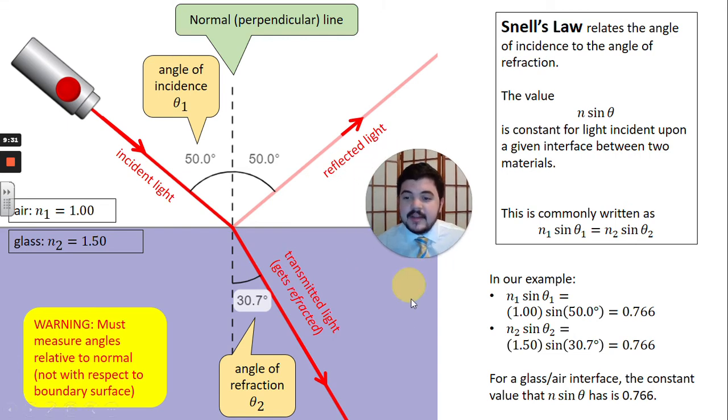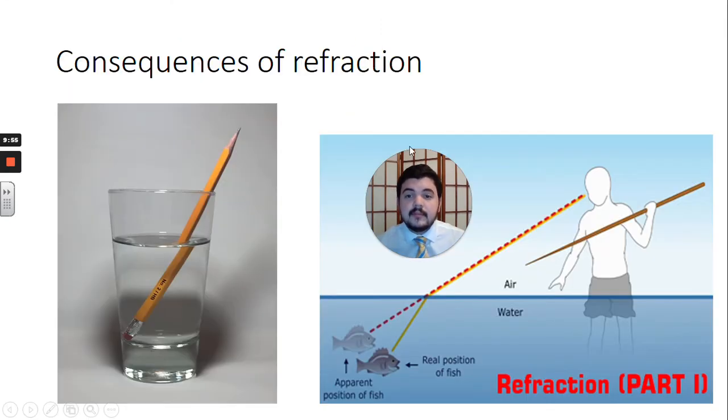And then our last message here is a warning. You must measure angles relative to the normal line when using Snell's law. It is tempting for students to use the angle with the boundary, which would be incorrect. We actually use the angle with the normal. Sometimes the normal line is drawn to remind you, sometimes it's not. Sometimes you've got to remember to do that on your own.